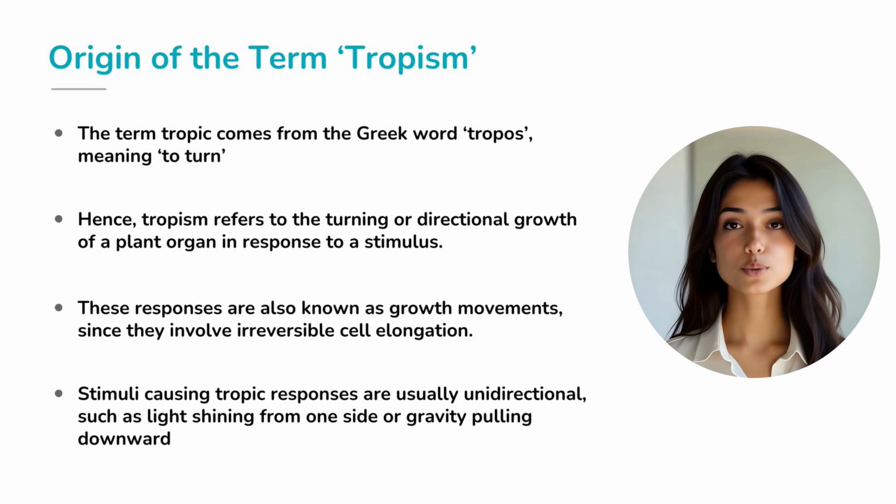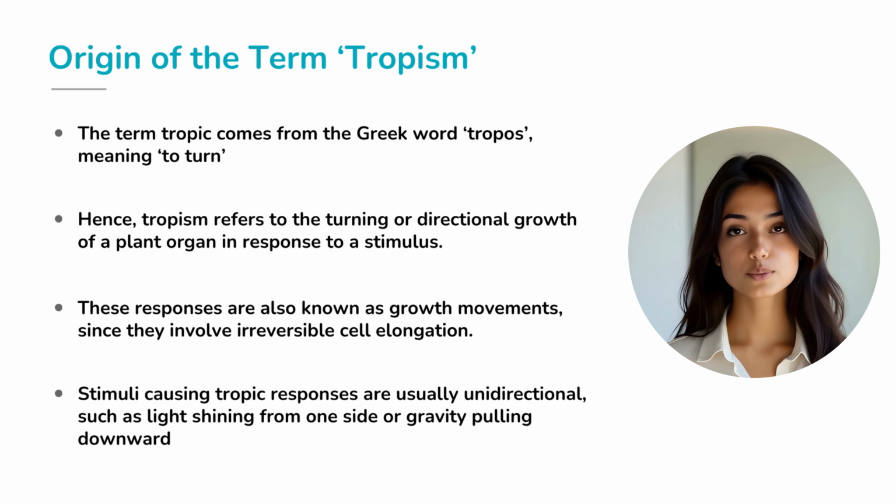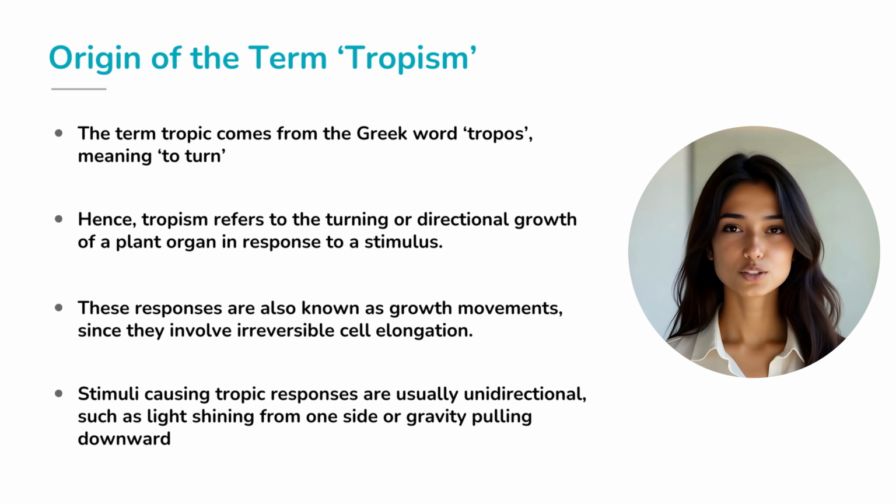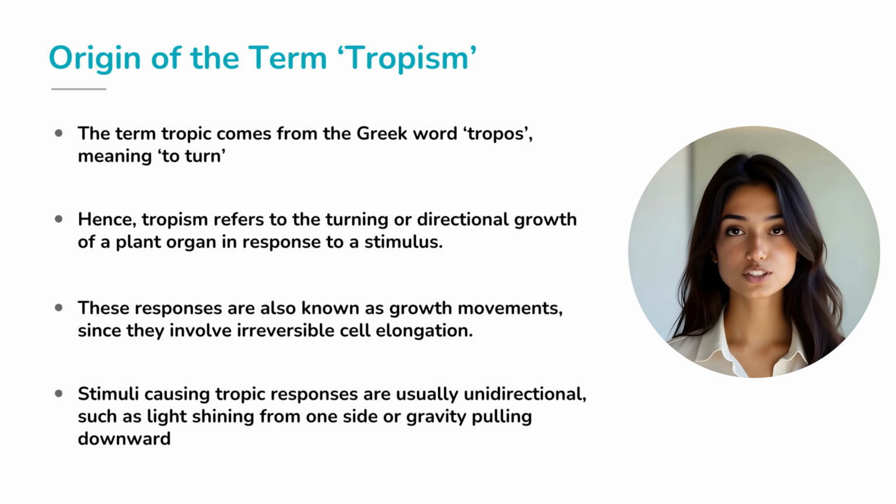Let's pause for a moment to look at the word itself. The term tropic comes from the Greek word tropos, which means to turn. Quite literally, tropism describes how plants turn or bend in response to a stimulus. These are also called growth movements, because once the growth occurs in that direction, it cannot be reversed.